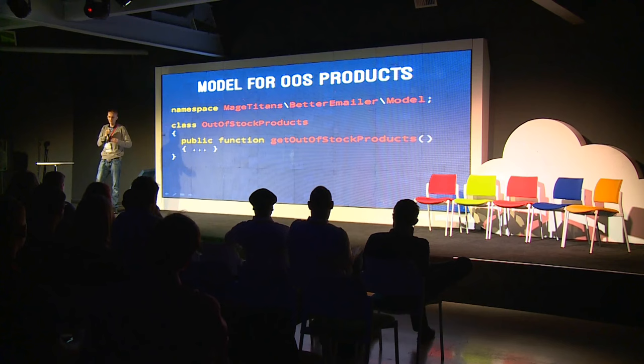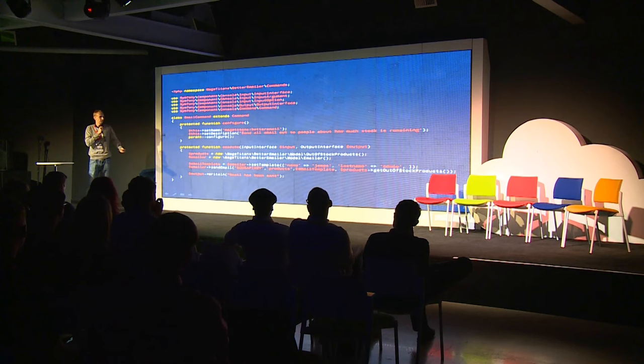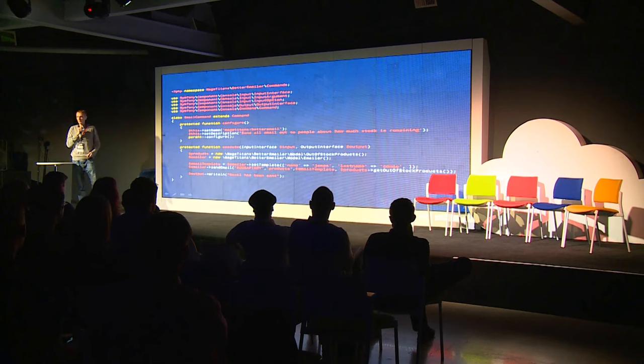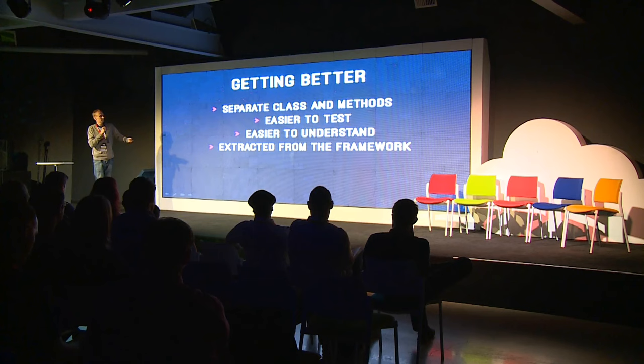And then finally, looking at our command class, I make sure that I instantiate a new instance of the Mage Titans out of stock product, a new instance of the emailer, set the variables again, and send the email. So a little bit better. At least it's starting to fit on our projector screen a little bit more. And as I say, it's starting to separate out the concerns of our project.